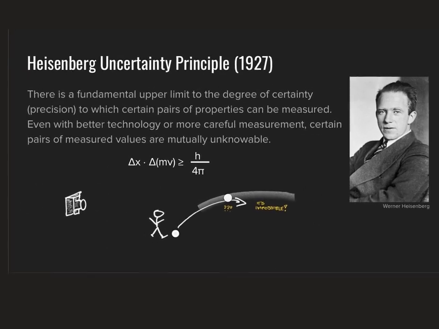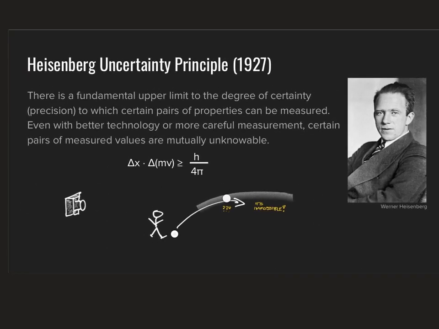And more so, the more accurately you measure one of the properties, fundamentally, the less accurately you can know the other. The math behind the Heisenberg uncertainty principle is described in the equation shown. The value of delta x represents the uncertainty in your measurement of the position of an object, and delta mv represents your uncertainty in the momentum of the particle.